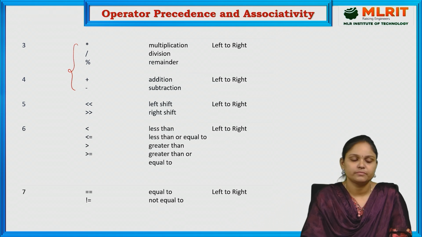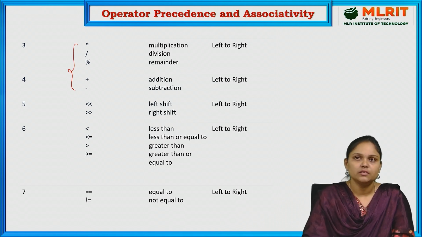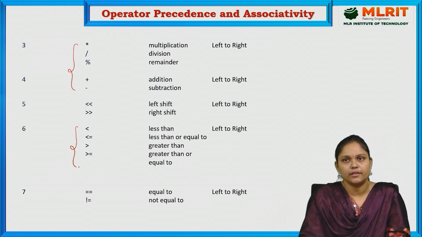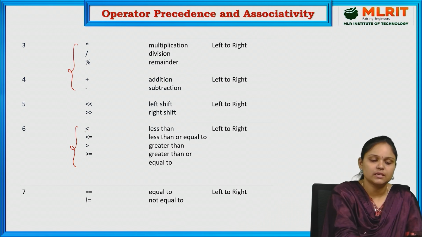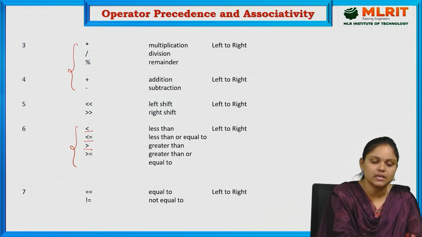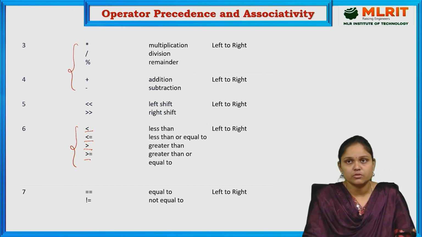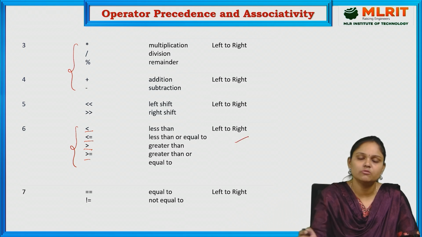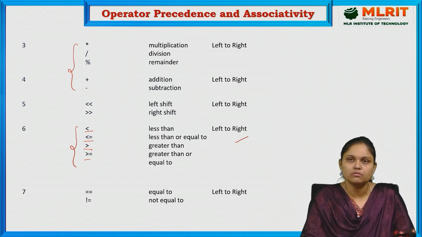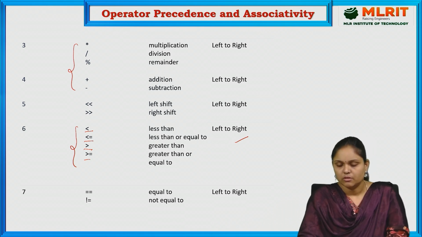So we have the relational operators, less than or equals to, and greater than or equals to. The first priority goes to less than, the next priority to less than or equals to, next is greater than, and the next one is greater than or equals to. We have multiple relational operators, so the associativity we use is left to right. We follow the order of solving the left side operator first, and then coming to the right one.